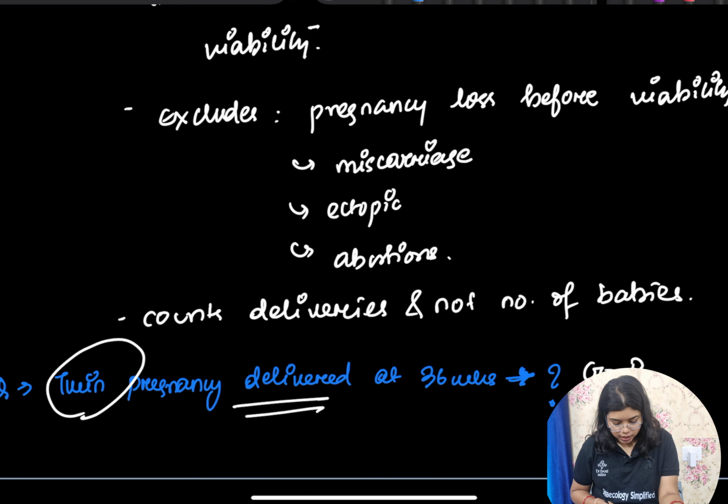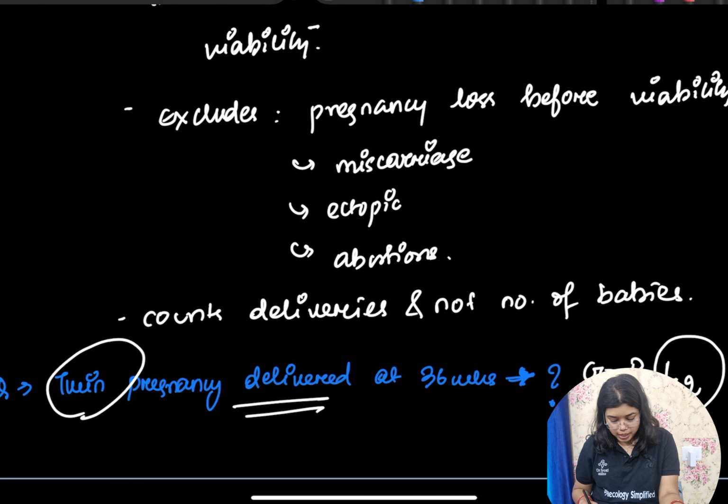But she has delivered twins, that means living 2. Living children are 2. Also the question is incomplete, because it must mention that both the babies that are delivered, the twins meaning two babies, are live. Then we will write living 2. Para 1 living 2. Or else, if only this question is asked, twin pregnancy delivered at 36 weeks, then we will write para 1.